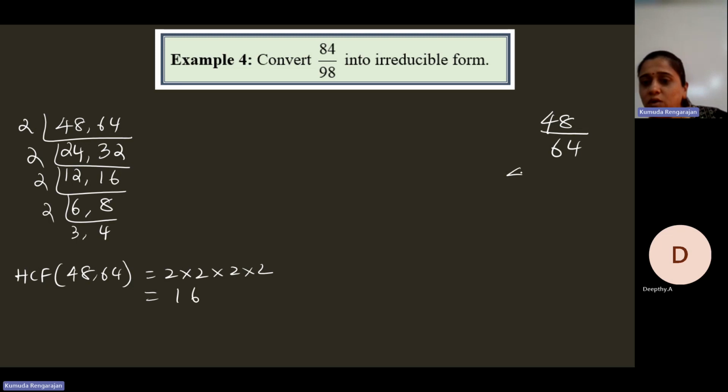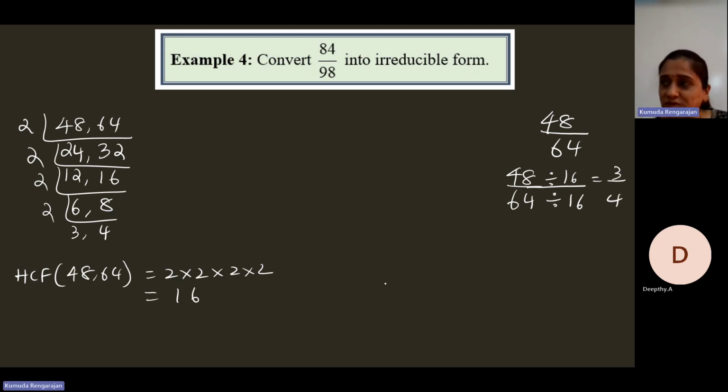So how do you reduce it? 48 by 64, you should divide the numerator and denominator by 16. 48 by 16 is 3, 64 by 16 is 4. So 3 by 4 is the simplest form, the irreducible form, the lowest form. Please write this and then do 84 by 98.